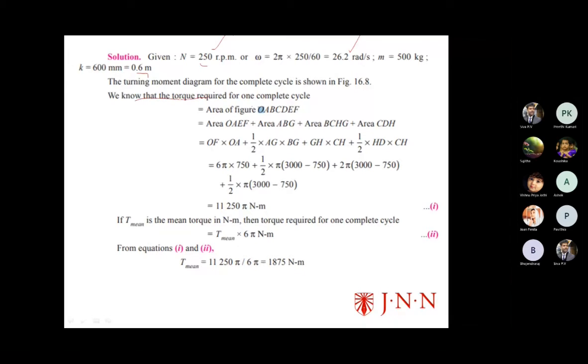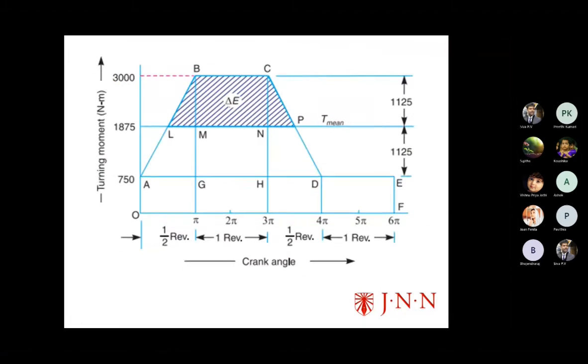We know that the torque required for one complete revolution, or a complete cycle, equals the area of the figure. In this figure, the torque rises from 750 to 3000 for half a revolution, up to pi. It is constant up to 2 pi. Again it falls from 3000 to 750 over the remaining half revolution from 3 pi to 4 pi, then remains constant for one revolution up to 5 pi, and then 5 pi to 6 pi, one revolution.